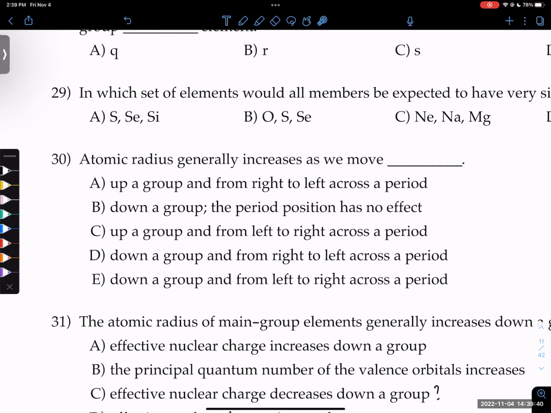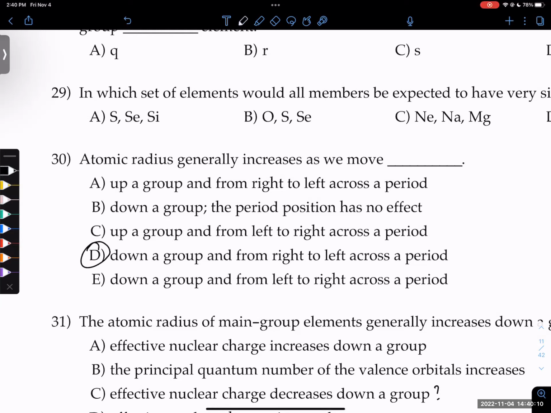All right, Maria, tell me what the correct answer is. It's T. Why is it? So when you move down a group, you're adding energy levels, so that makes it bigger, and when you move from left to right, you are increasing the nuclear charge. So it's pulling on the valence electrons. Correct answer is in fact increasing.